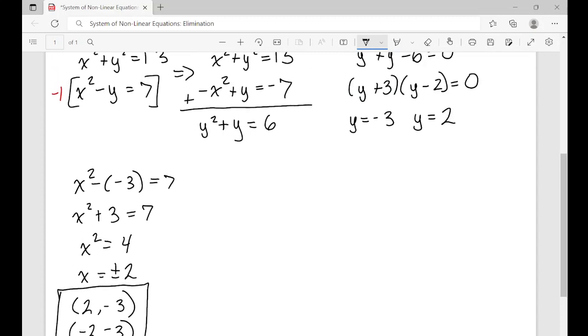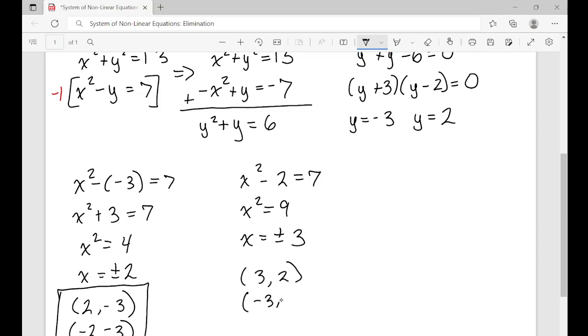But I got to do it again for positive 2. So I'm going to plug 2 in as well. So I'm going to get x squared minus 2 equals 7. Add the 2 over. X squared equals 9. And then square root both sides. X equals plus or minus 3. So just like before, I'm going to have two ordered pairs. One is going to be 3, 2. And the other is going to be negative 3, 2.